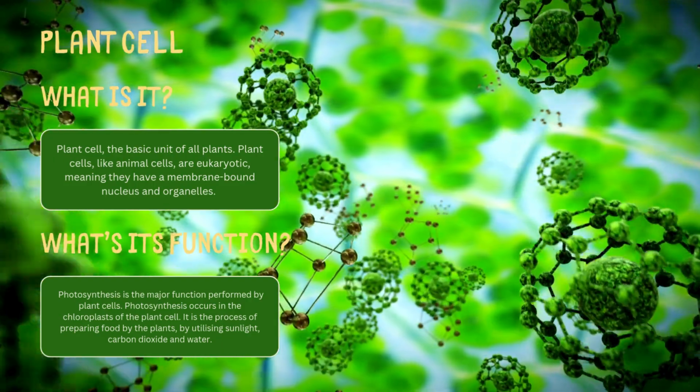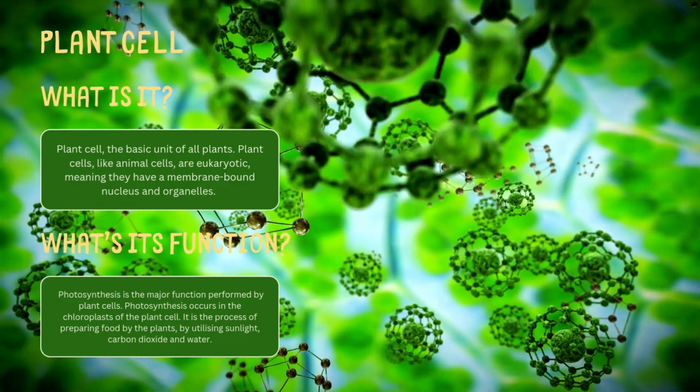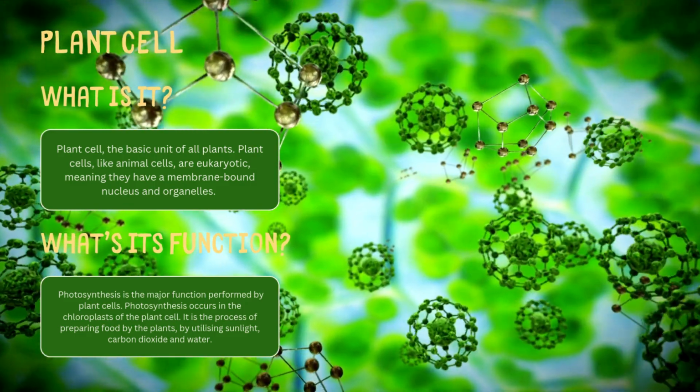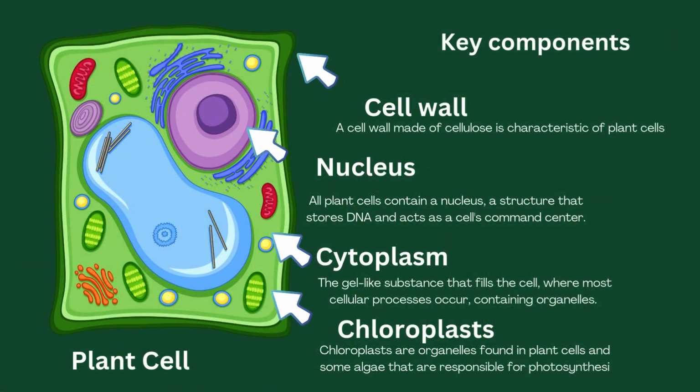Photosynthesis occurs in the chloroplasts of the plant cell. It is the process of preparing food by the plants, by utilizing sunlight, carbon dioxide, and water. Let us look into the key components of the plant cell. Cell wall. A cell wall made of cellulose is characteristic of plant cells.